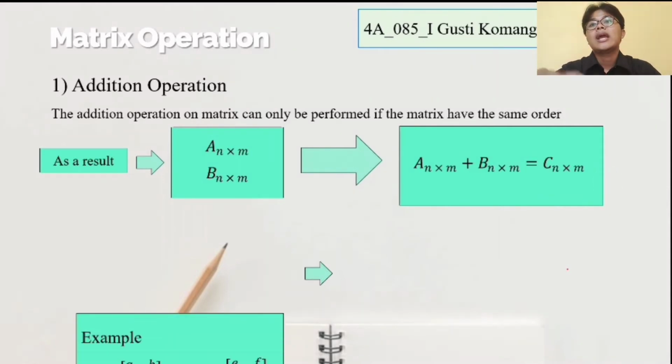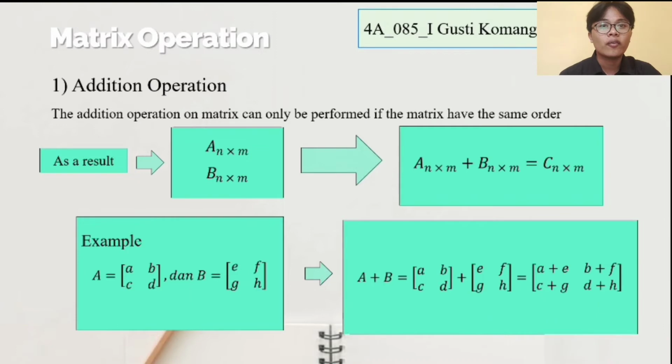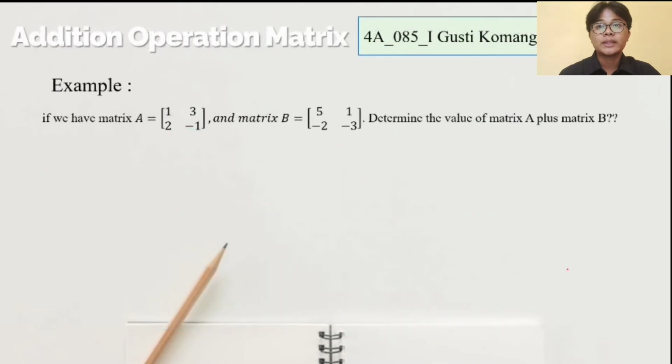For example, A is a matrix that has the order 2 times 2, and B is also a matrix that has order 2 times 2. The addition of two matrices A and B can be done because A and B have the same order. The result is a new matrix C, where the elements are the sum of each element of A and B. For example, if we have matrix A with elements 1, 3, 2, minus 1, and matrix B with elements 5, 1, minus 2, and minus 3, determine the value of A plus B.